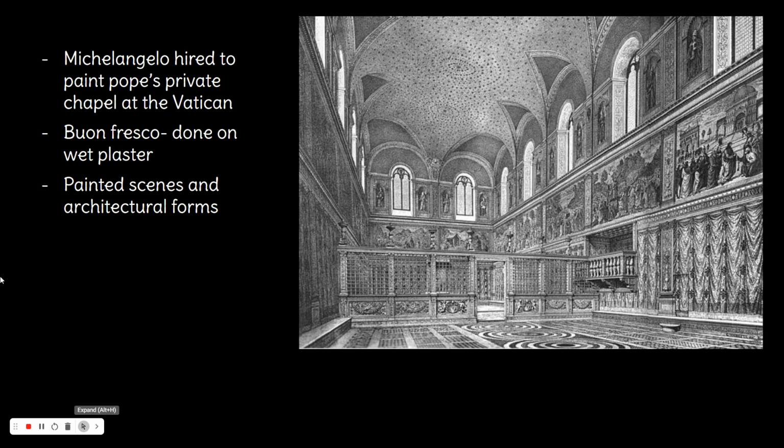Here is an illustration showing what it looked like before Michelangelo painted it. And so the ceiling here in the center is without figures on it, and then he's also going to paint these archways and these triangle shapes here. But other than those sections, all the architectural stuff we see up here is paint.